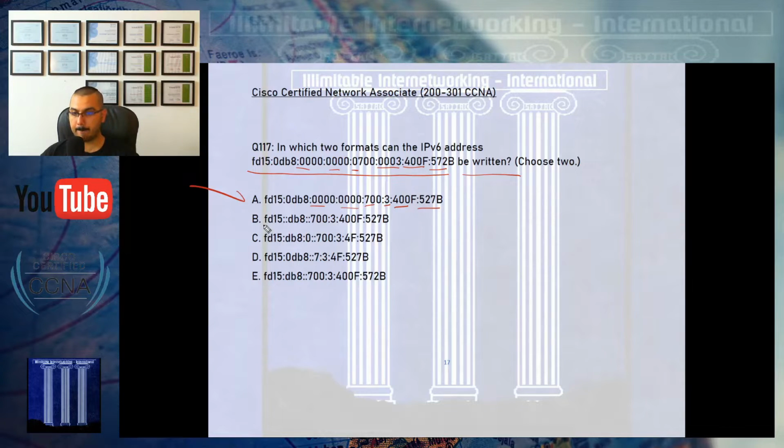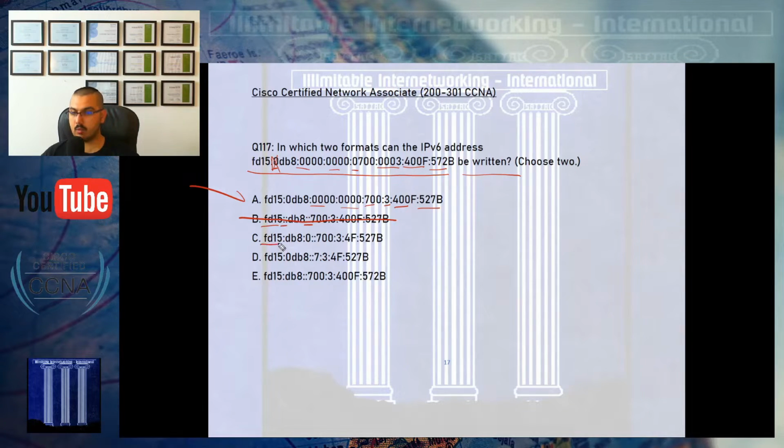This one is correct. B says FD15, okay, which is this one, and then a double colon for DB8. How many zeros will be there? If you mean this single zero, then you are definitely incorrect, and one of the guys did remind me of that in chapter 1, about some double zeros being removed or hidden from the left. So this one will definitely be incorrect, and there is also a double colon here, so remove it.